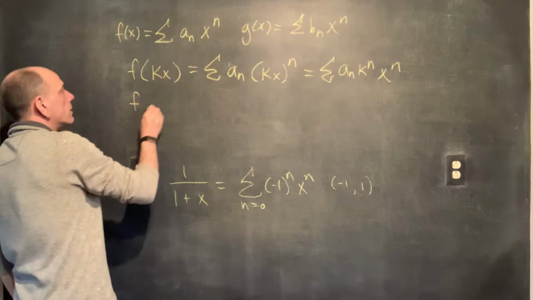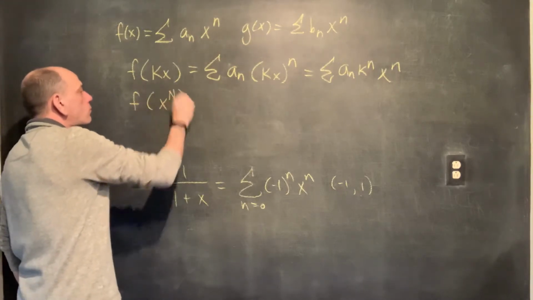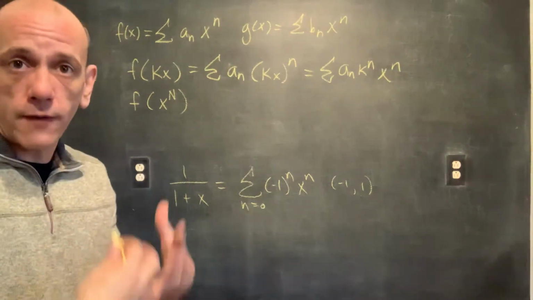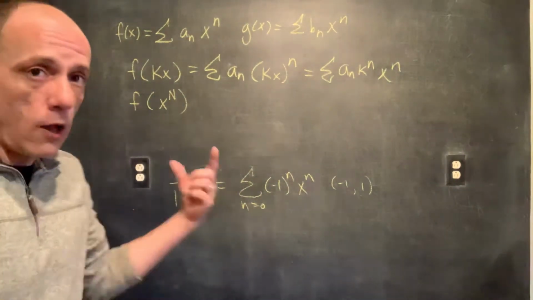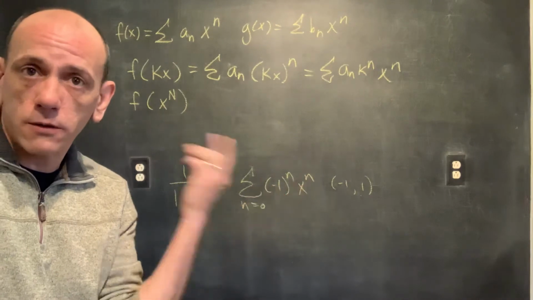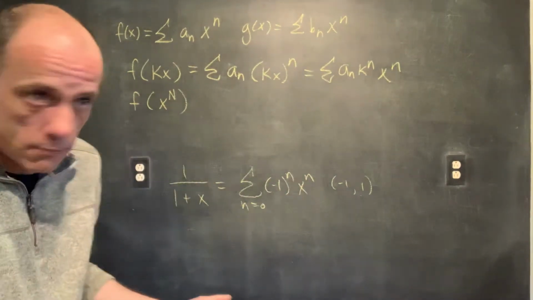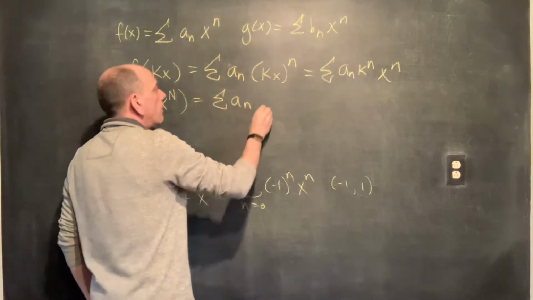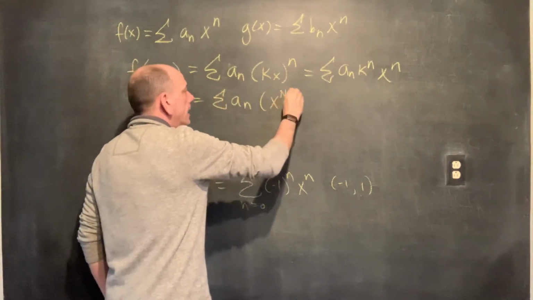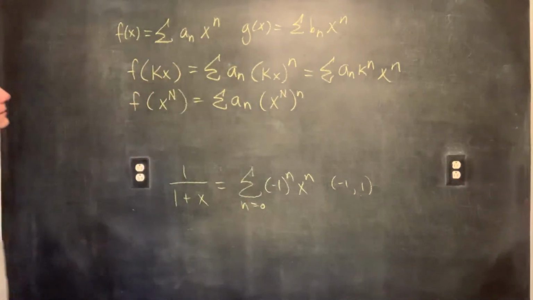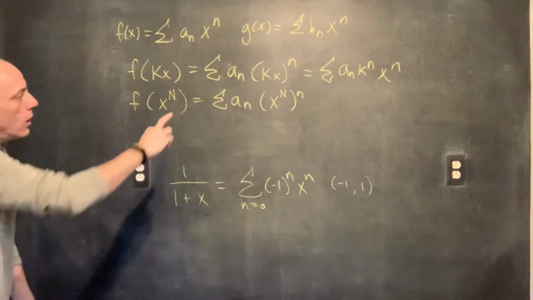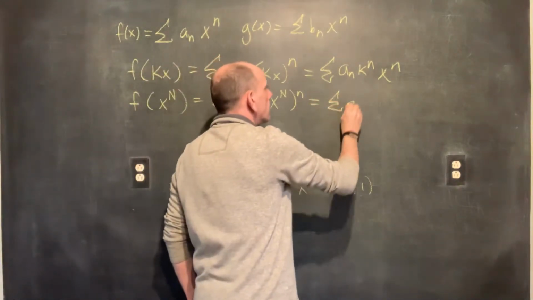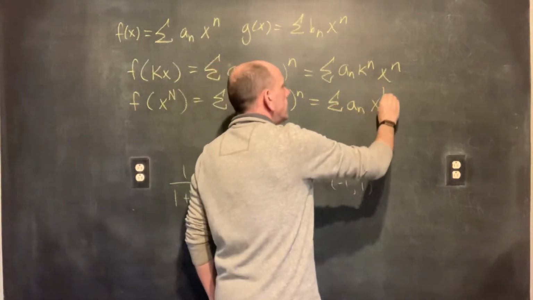Likewise for powers. Let's say I want to know what that function is at some power of x, like f of x squared. Well, all I have to do is plug in to the series representation and evaluate. So it's the sum a sub n, x to the n to the n. Well, power to power, we multiply. So that's just a sub n, x to the n squared.